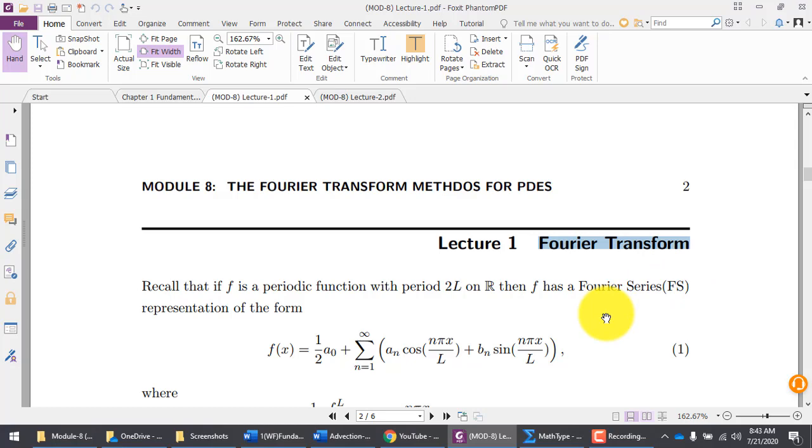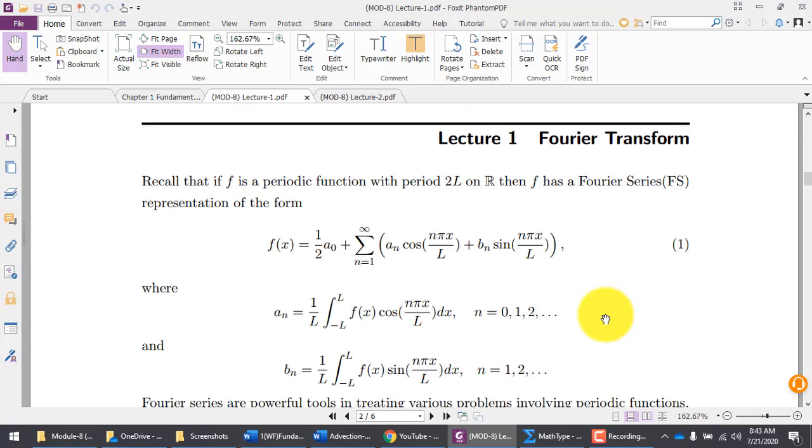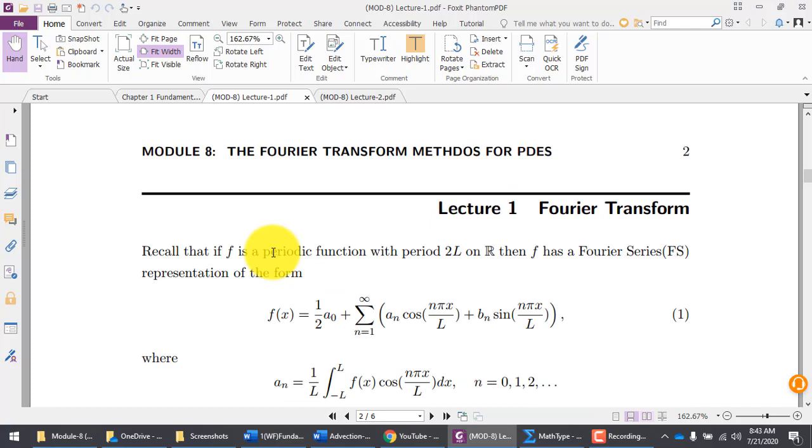But before going to the formal definition of Fourier transform, it is important that you should learn what was the motivation behind defining the Fourier transforms for partial differential equations. Just like we have the other integral transform which we have studied in the previous semester, Laplace transform, analogous to that we have Fourier transform and Fourier sine transform, Fourier cosine transform as well. These integral transforms are very useful to solve the partial differential equations.